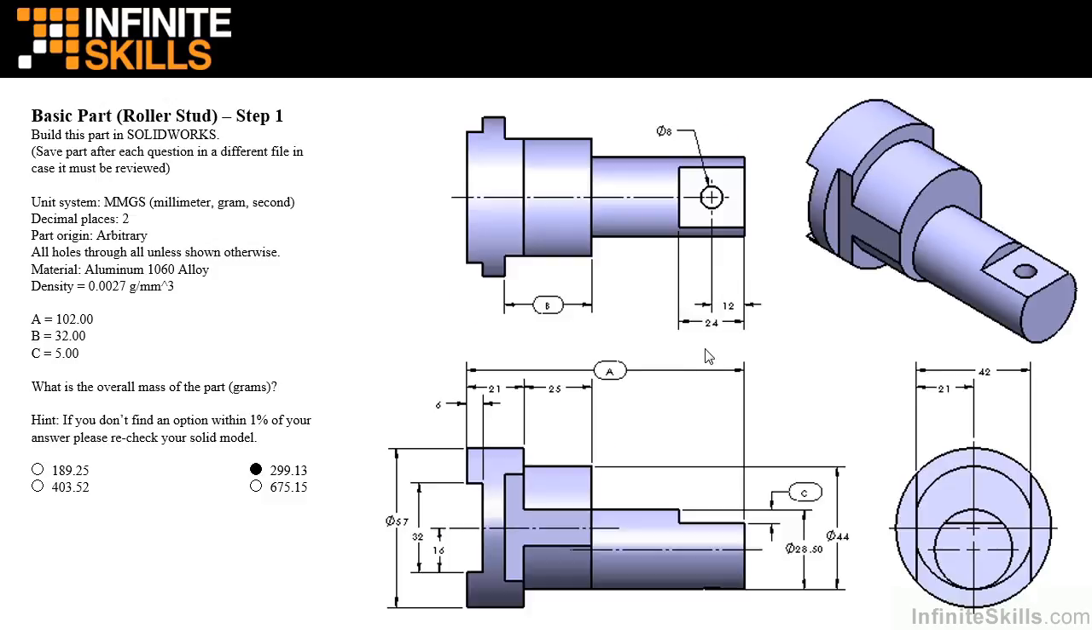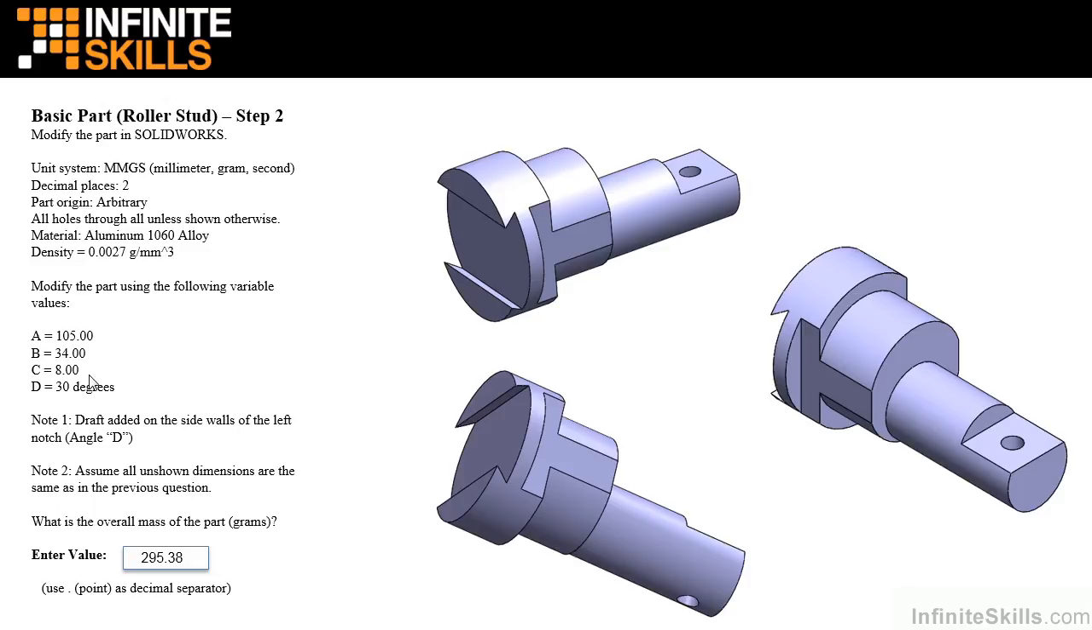In the drawing view, we see the flat feature is 24 by a dimension of C. Now, because this value was replaced with a letter, we are pretty much guaranteed in the next question, this value is going to change. Right now, we are in step 1, and C is a distance of 5 millimeters. Let's go to step 2. We see in step 2, dimension C is now 8.